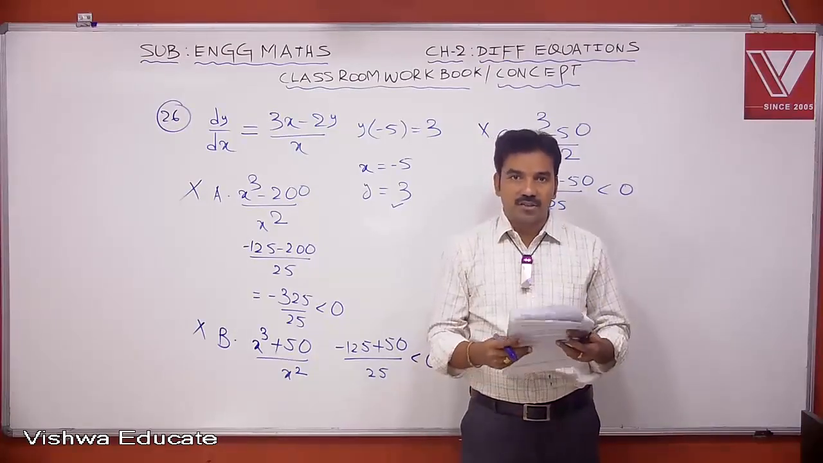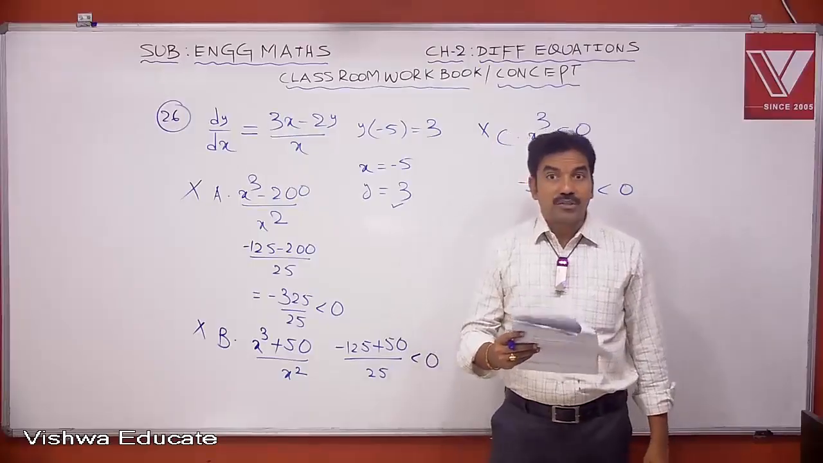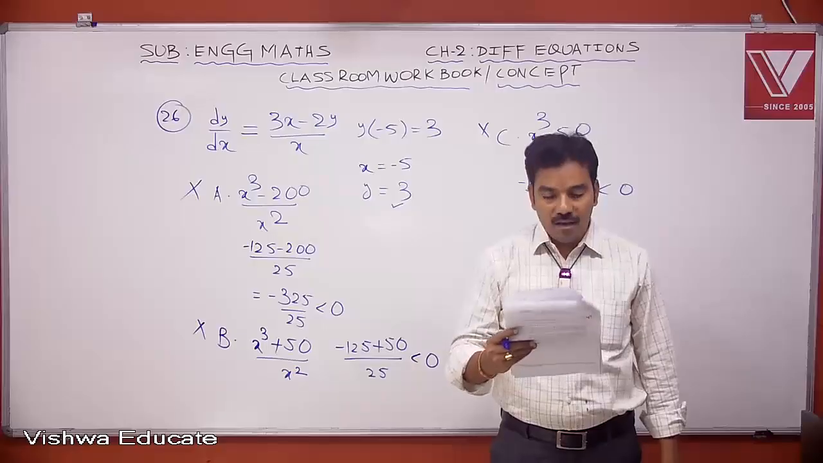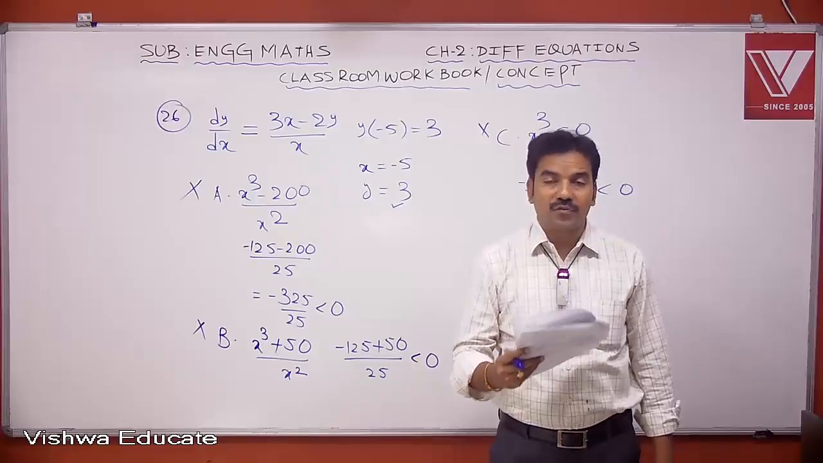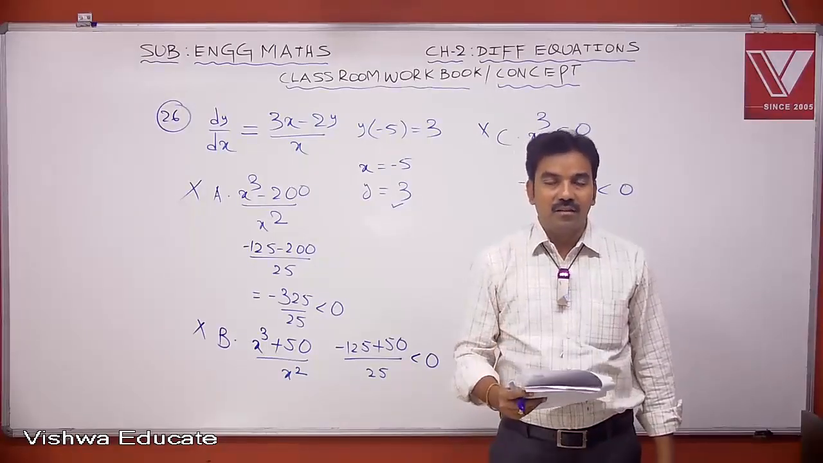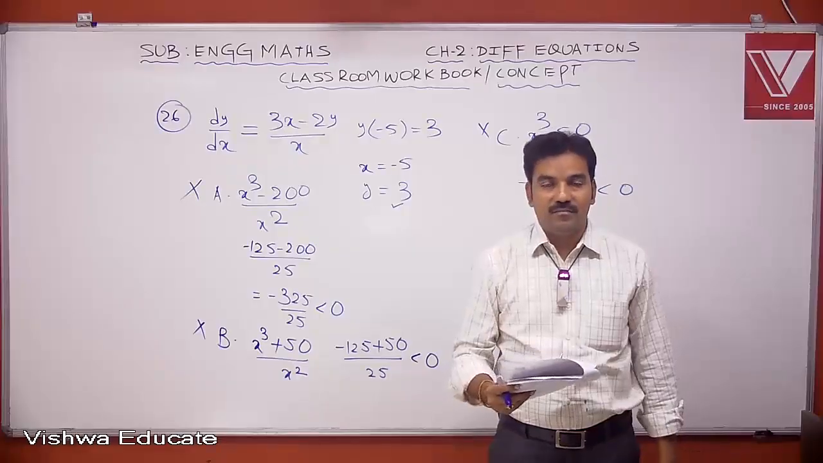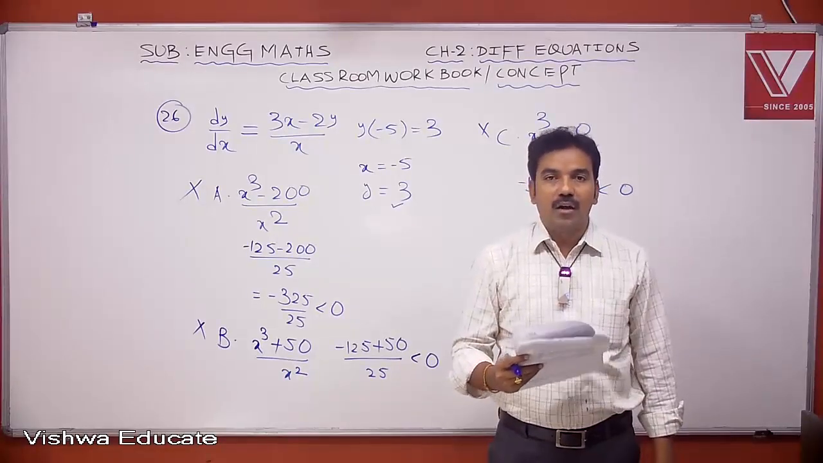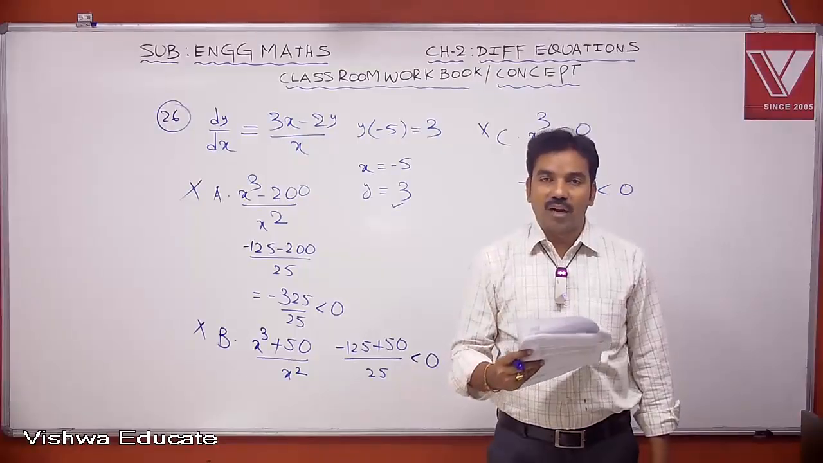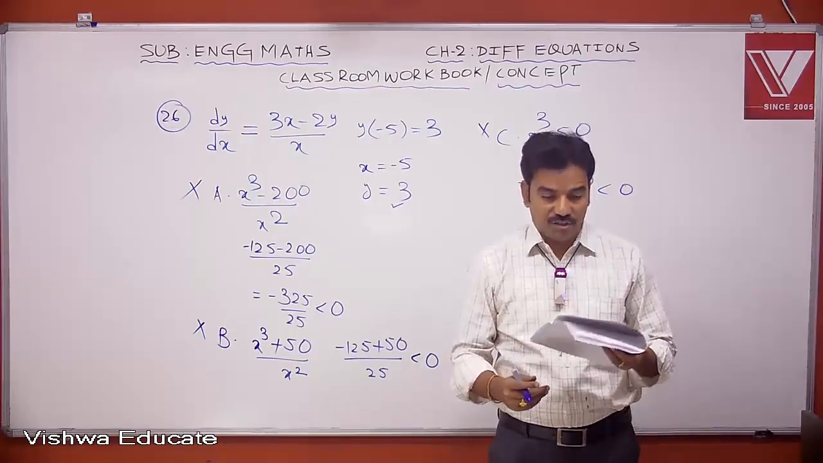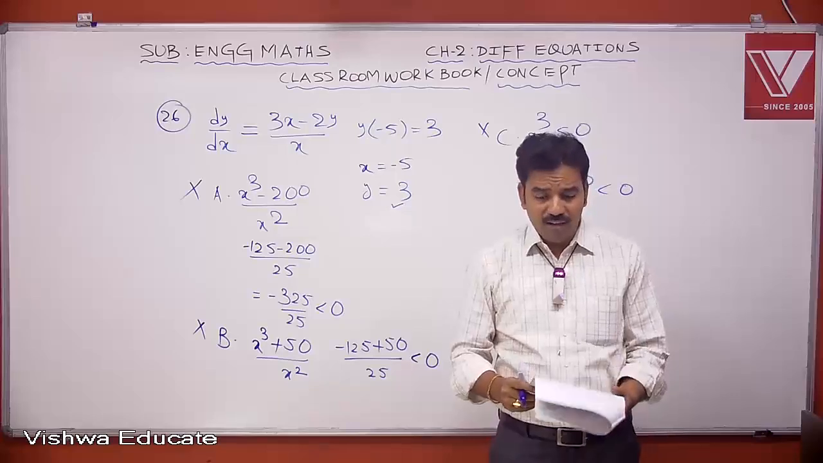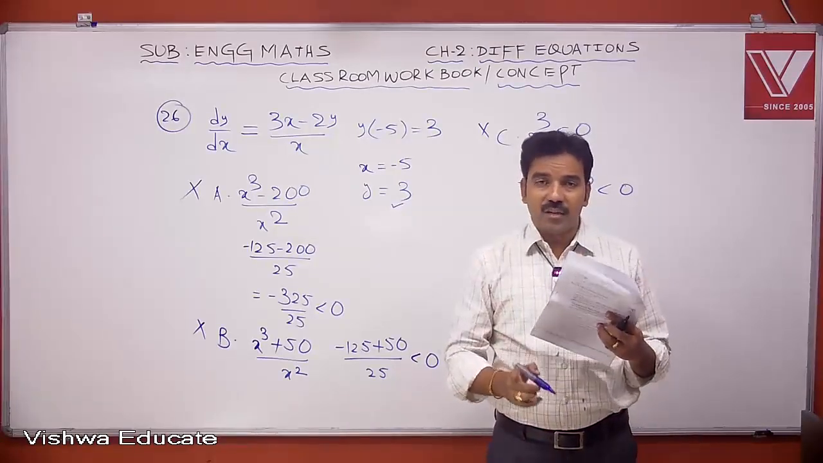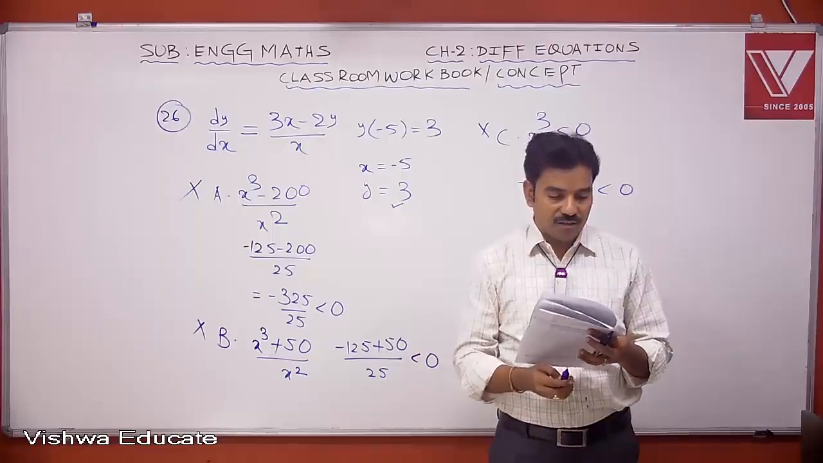So you can write directly like this: options A, B and C do not satisfy the given boundary condition. Hence D is the right answer. I repeat once again, options A, B and C do not satisfy the given boundary condition. Therefore D is the right answer. This is one way, because directly we are getting option A eliminated, B eliminated, C eliminated. So D is the right answer.